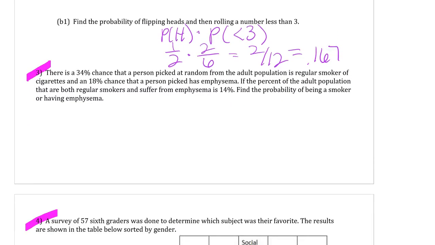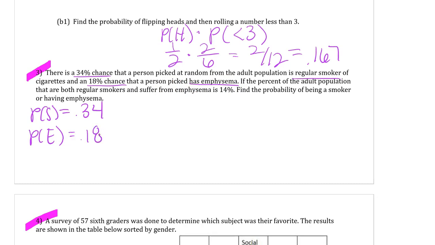There's a 34% chance that a person picked at random from the population is a regular smoker of cigarettes, and an 18% chance that a person selected has emphysema. I like to try to dissect this as I'm reading it. So 34% chance that someone's a regular smoker, so I'll call that P of S. 18% chance they have emphysema, so I'll call that P of E.